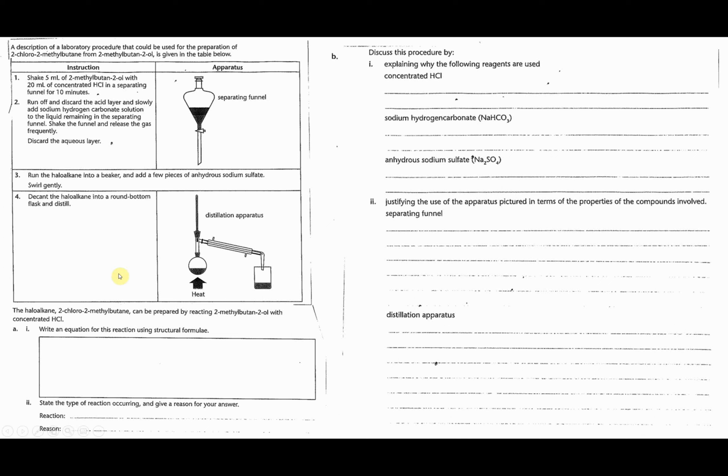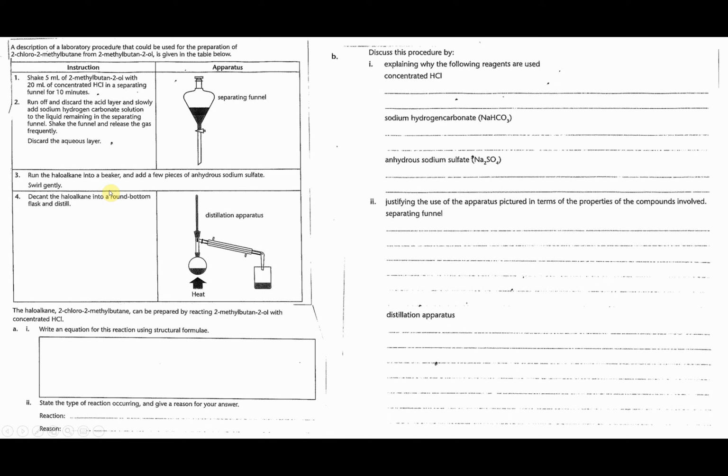Luckily in this case though, they have given us the instructions, and so that will help catch it if you made a mistake. Anyway, you are adding the 2-methylbutane-2-ol with the concentrated hydrochloric acid in a separating funnel, and you leave that for 10 minutes. What you are doing then is running off the acid layer and slowly adding sodium carbonate solution to the remaining liquid and then stoppering the funnel. Remember to shake the funnel and release the gas. That makes sense because we're forming carbon dioxide as it's neutralizing the acid. And they want you to discard the aqueous layer.